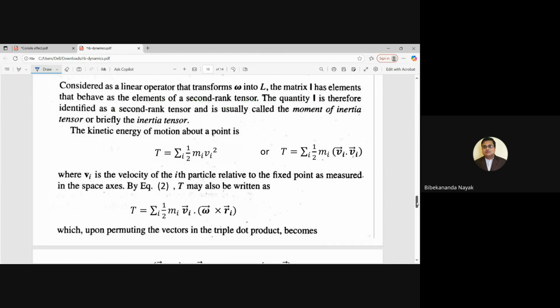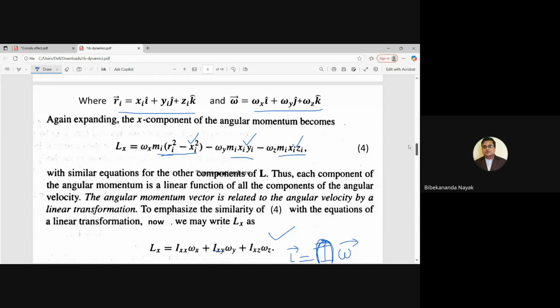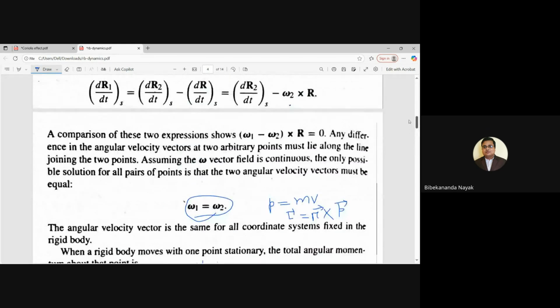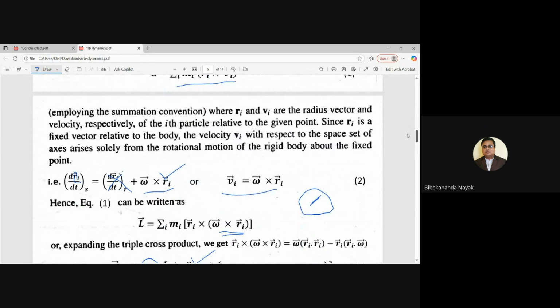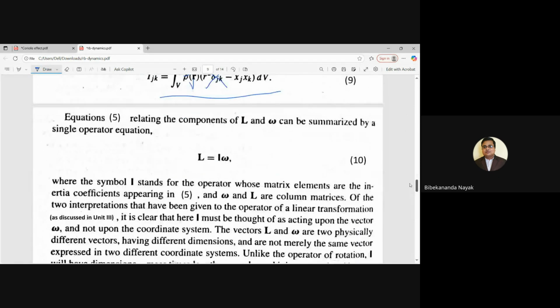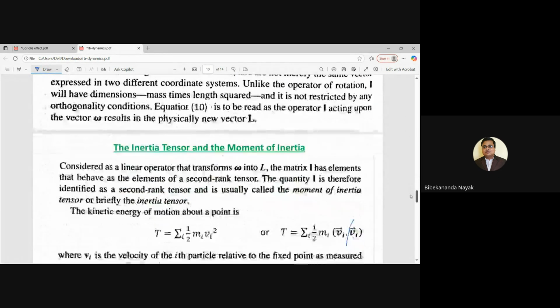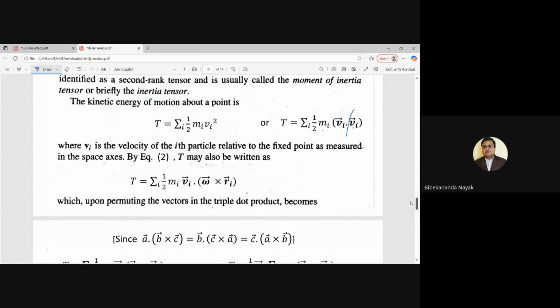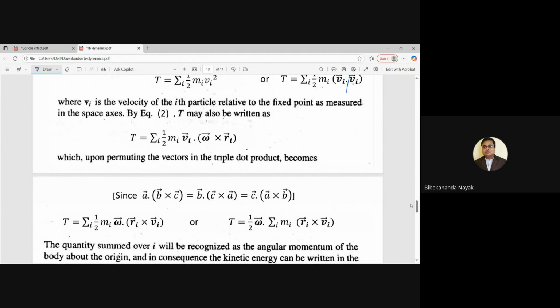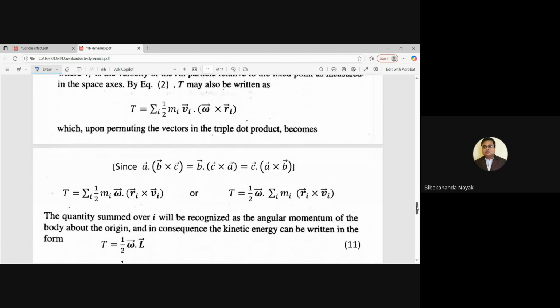But vi square means vi dot vi. Take one vi as omega cross ri, what we found in the past. Yes, vi is equal to omega cross ri. So I am putting this formula, omega cross ri, and taking the vector identity a dot b cross c is equal to b dot c cross a is equal to c dot a cross b. We found this T is equal to nothing but half m omega cross ri cross v.